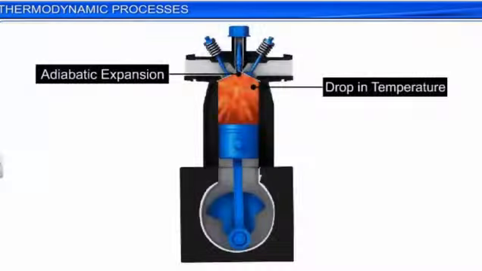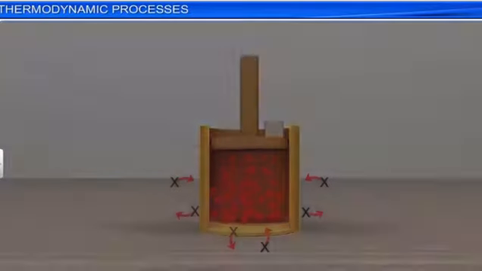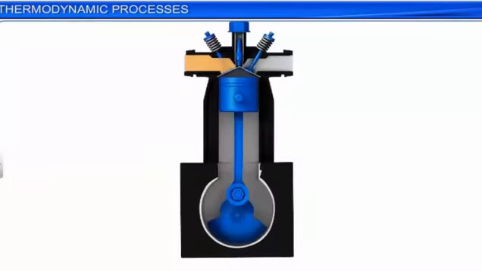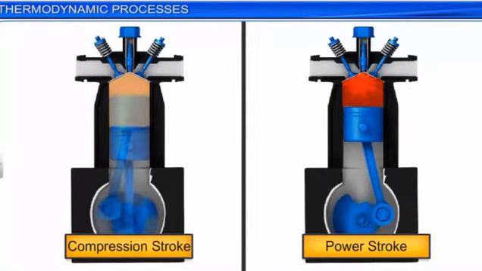To restrict any exchange of heat with the surroundings, the system must be thermally insulated. This can be achieved if the system is placed in a container made of an insulating material like wood. Sometimes, a system passes through a process so quickly that there is not enough time for heat to be exchanged with the surroundings. Such processes are also called adiabatic processes. In the case of a compression stroke and power stroke, the processes are adiabatic due to their speed.